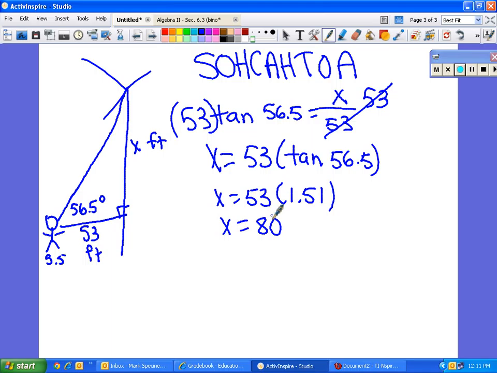But, and this is the twist, at this point, that's 53 feet away. What do we have to take into account? We have to take into account the guy's height. The guy is 5.5 feet tall. So you add it, you get 85.5 feet.